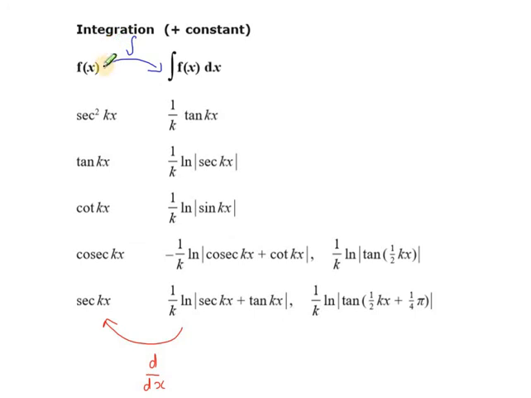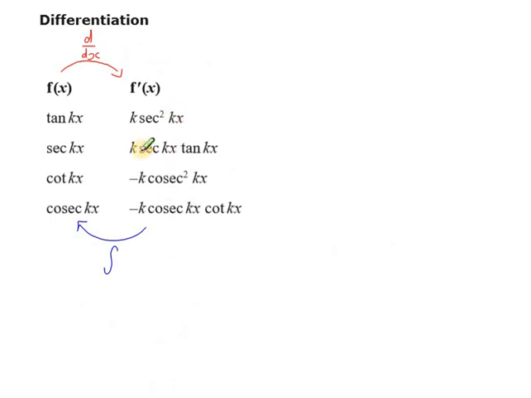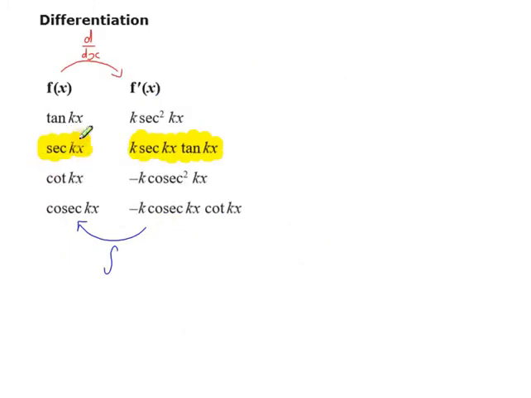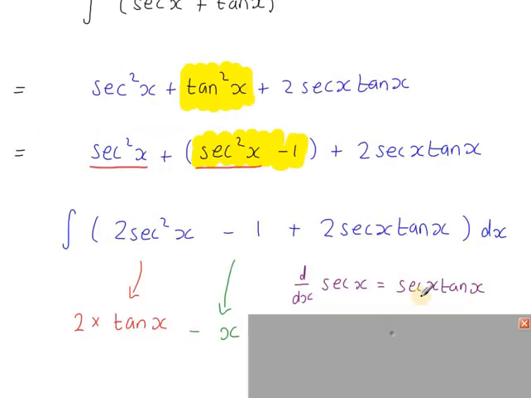So the standard integrals, there is no secant tan on this side. In the derivatives we do have a secant tan here, so integrating secant tan will give us secant. So if we differentiate secant x, we get this result here.